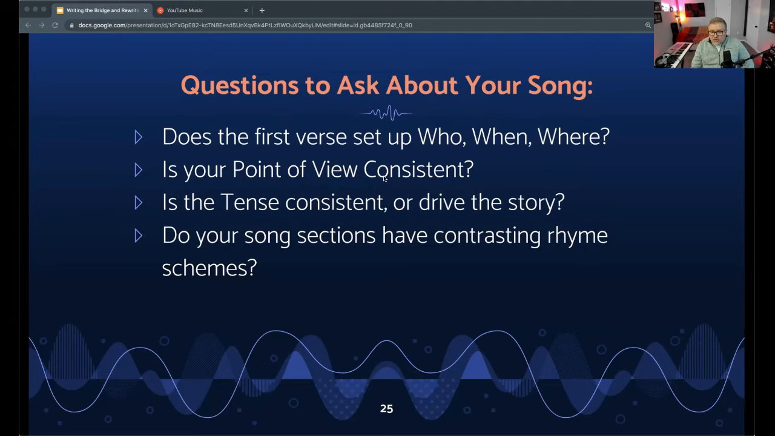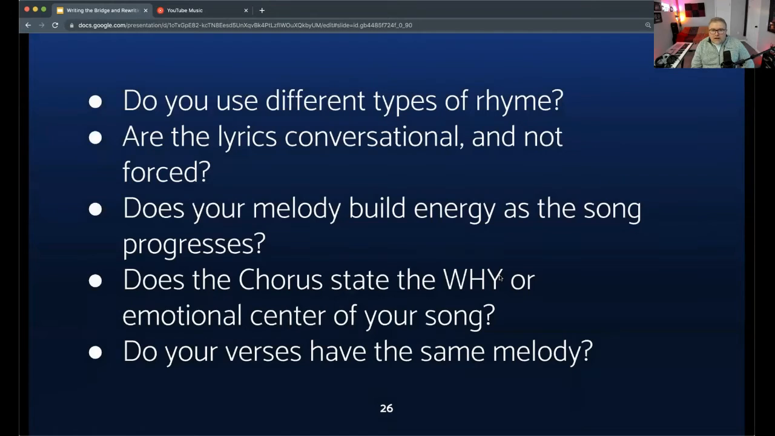We already talked about point of view, tense, and contrasting rhyme schemes. Do we use different types of rhymes? We already talked about not always using perfect. Are the lyrics conversational? One thing to watch for is, does your melody build energy as the song progresses? One way to build energy and that tension and release is to think about your verse a lot of times as the floor melodically. And then your pre-chorus might go up a little bit in pitch, the chorus is up a little bit more, and then maybe the bridge goes up more. You're building that energy for your listener.